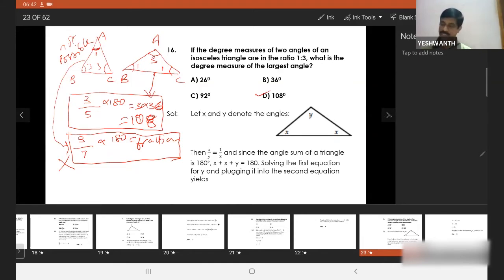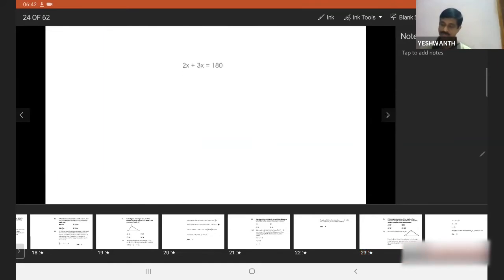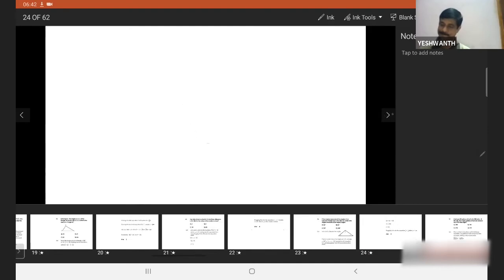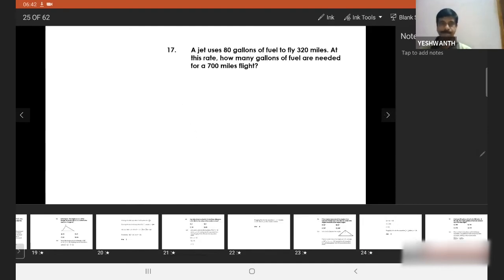Okay. So let us proceed to the next question. Now look at this. A jet uses 80 gallons of fuel to fly 320 miles. At this rate, how many gallons of fuel are required for 700 miles? 80 gallons per 320 miles.